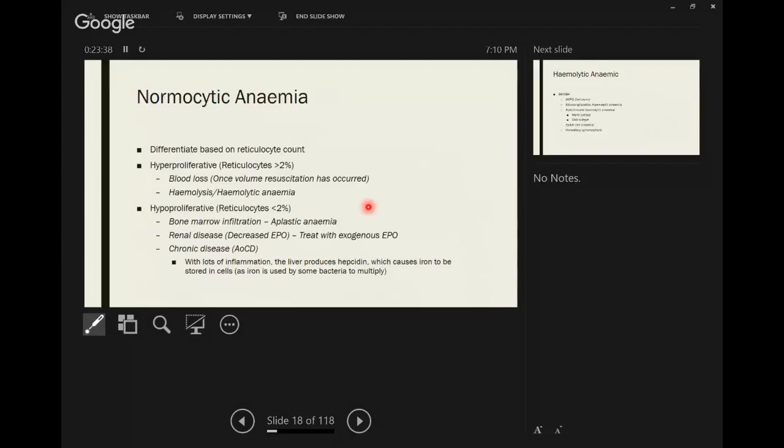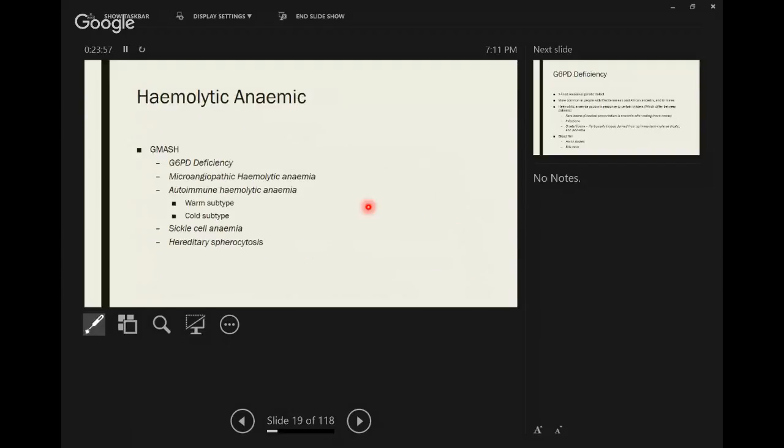With lots of inflammation, the liver produces hepcidin, which causes the iron to be stored in cells. This is because iron is used by some bacteria to multiply. It's actually a survival benefit, but it's more of a concern in autoimmune conditions, which cause lots of inflammation, and there are no bacteria to kill by withdrawing their iron supply.